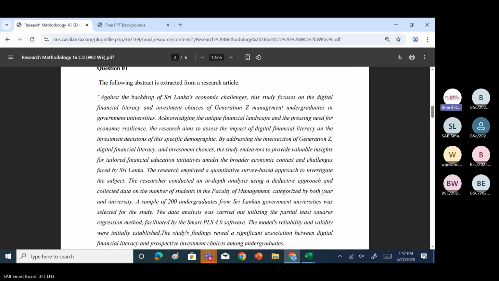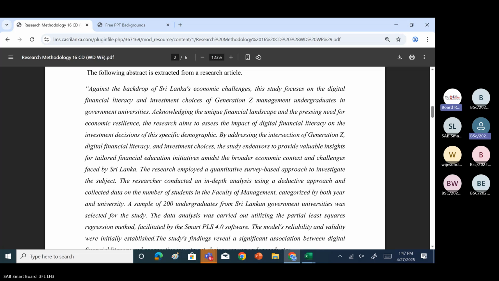Read the first question quickly. Check the end. Based on the end, we prepare the whole set. Question number 1. Right? The following abstract is extracted from a research article. So this is the research article actually.